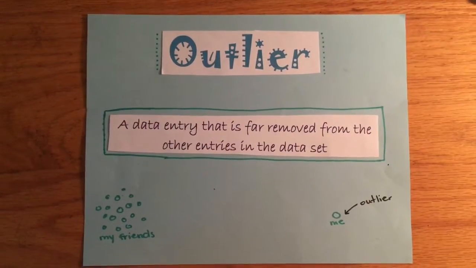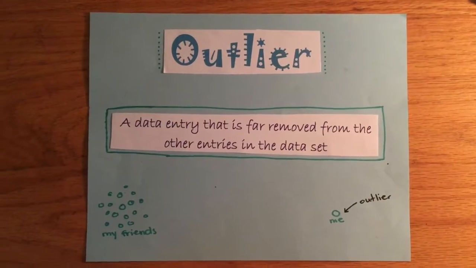But wait, we're not done yet. Although the mean, the median, and the mode each describe a typical entry of a data set, there are advantages and disadvantages of using each. The mean is a reliable measure because it takes into account every entry of a data set. However, the mean can be greatly affected when the data set contains outliers. An outlier is a data entry that is far removed from the other entries in the data set.